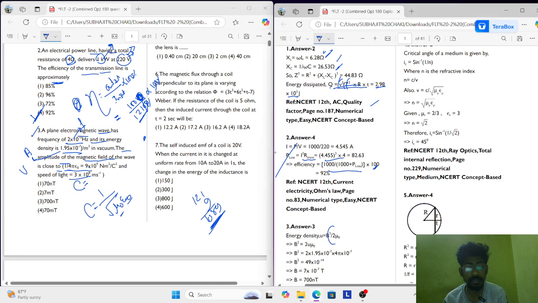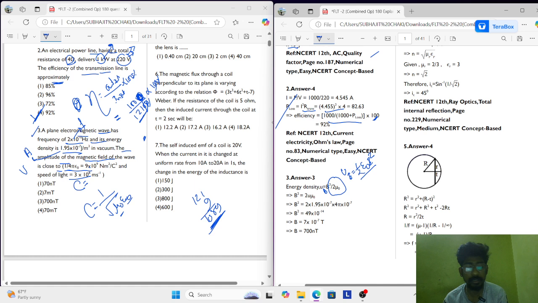Energy density is given by the formula B square divided by 2 mu naught, in case of magnetic field it is UB. In case of electric field, U is equal to what? Half epsilon naught E square, right? In this case the magnetic field is given, so that is why you can calculate this way, right?